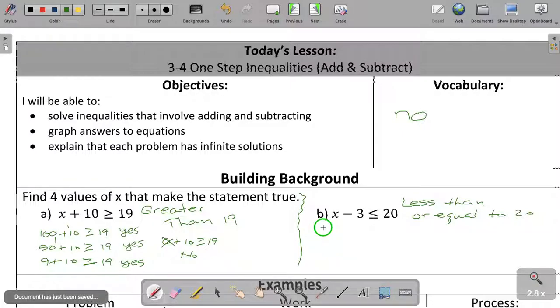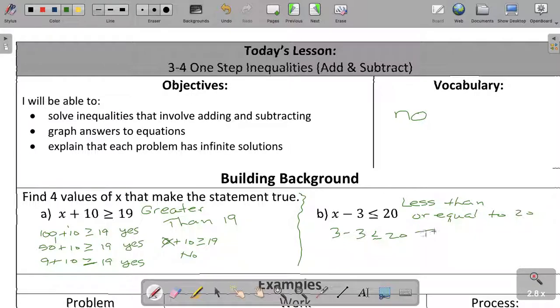How about 3? Is 3 minus 3 less than 20? Oh, my pen's not working here. Oh, my pen's being kind of a bugger. Oh, that was really bad writing. Let's try that again, shall we? So we'll try that again.